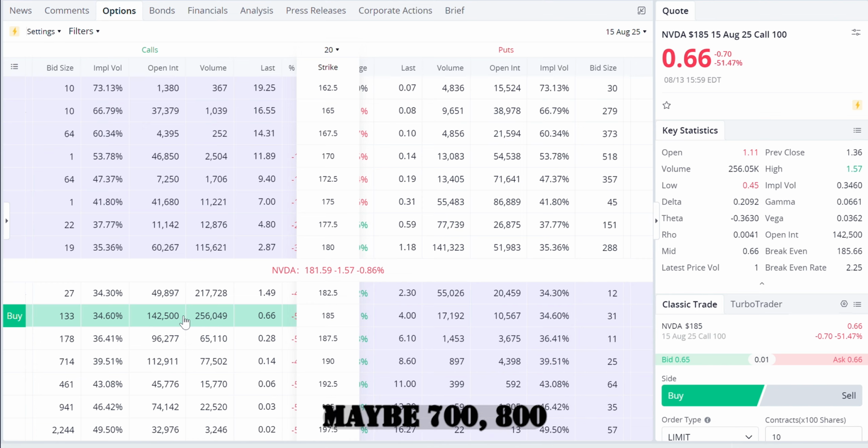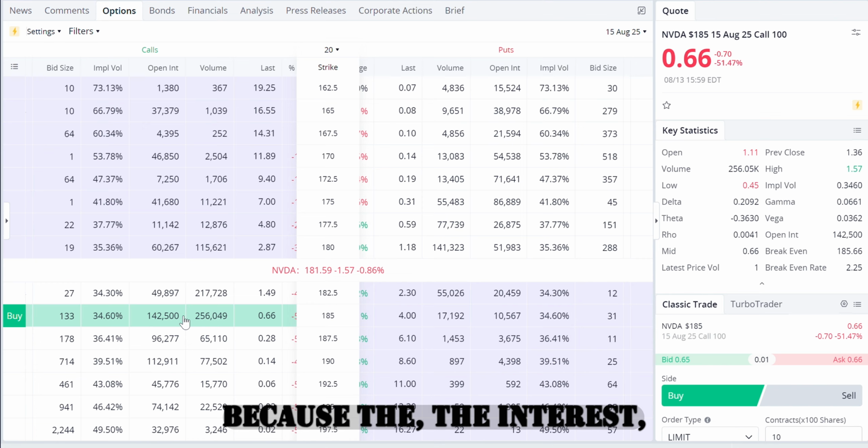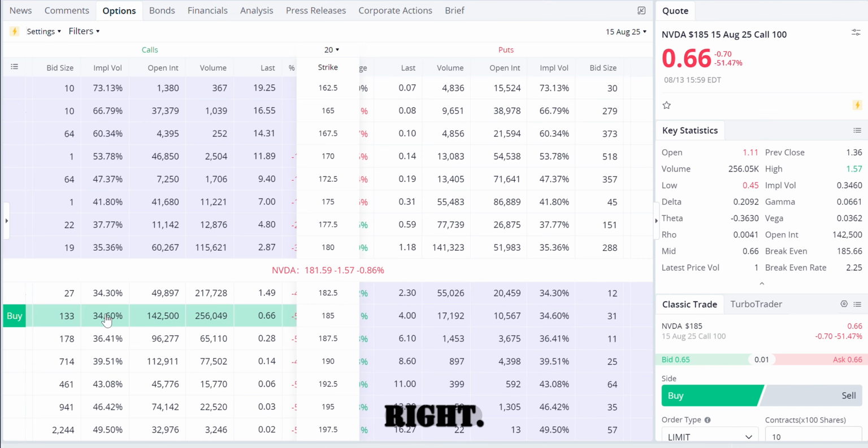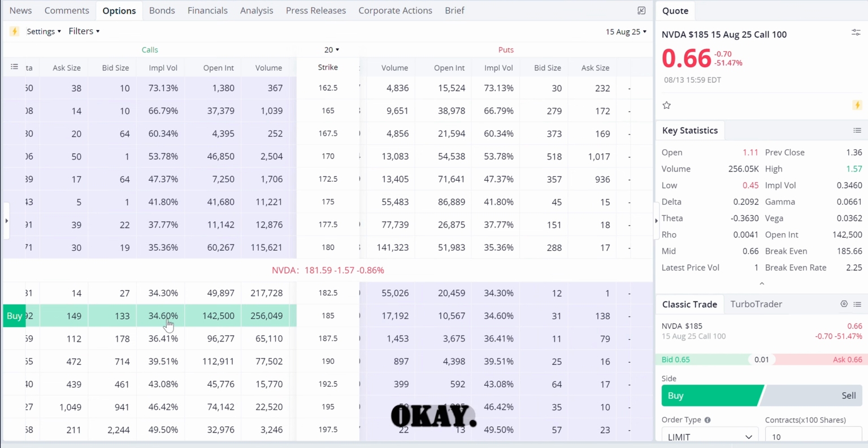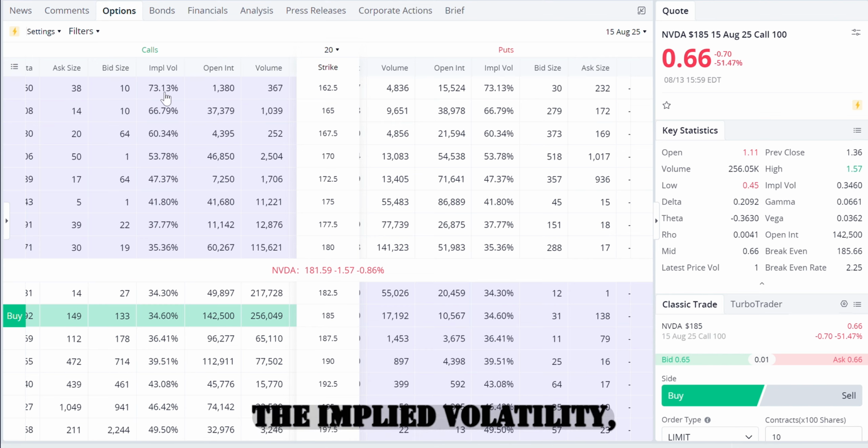High hundreds, maybe 700, 800, because the open interest and the volume will grow as you get closer to the expiration date. All right. Implied volatility. That is drastic moves, right? Drastic movement in that stock price. The higher the implied volatility, the riskier that contract is, and the more drastic the moves could be, up or down, going against you or for you. So that's what implied volatility is.